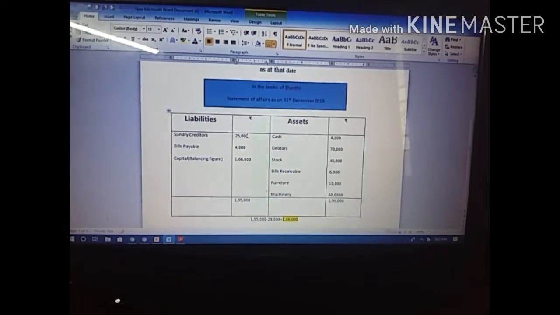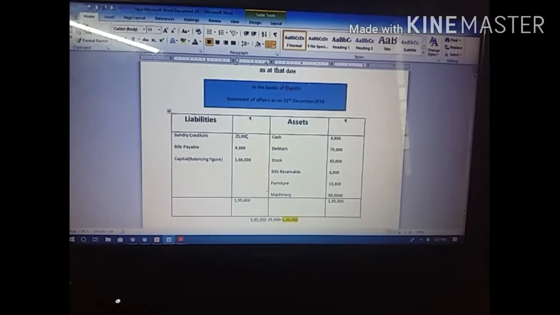So children, if you have any doubt, you can ask me. I will clear your doubts. So this is an illustration. Likewise, I am going to work out an exercise problem also. After I explain the exercise problem, you too try one or two problems of the same type. Then only you can easily understand the concept of statement of affairs.